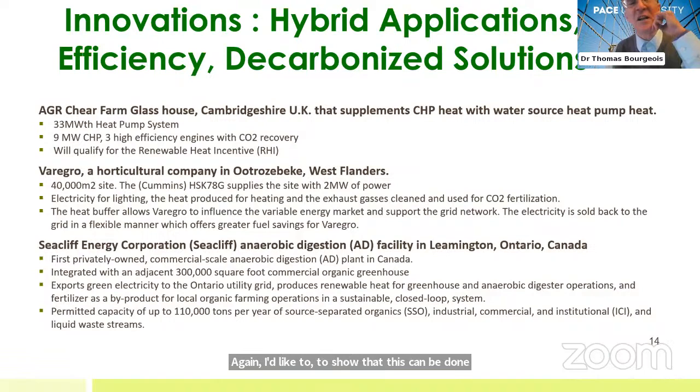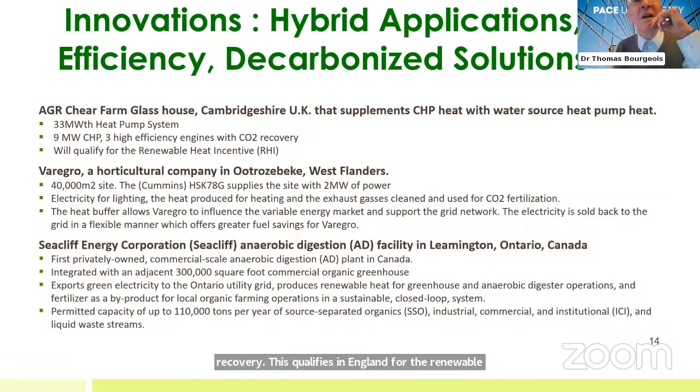In our research, we've tried to gather best practices from around the world. Here, I'm going to attack each one of these titles: hybrid, efficiency, and decarbonization. So number 1, hybrid. This is a hybrid geothermal heat pump system utilizing geothermal energy along with a 9 megawatt CHP using natural gas, 3 high efficiency engines with CO2 recovery. This qualifies in England for the renewable heat incentive.